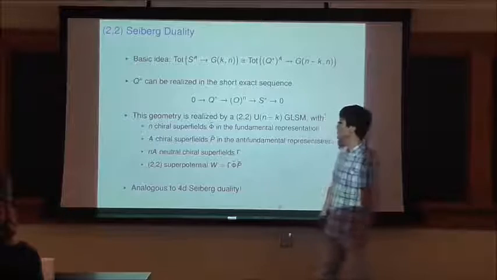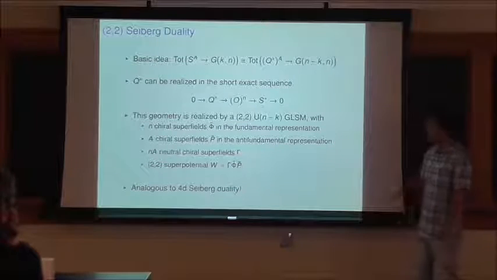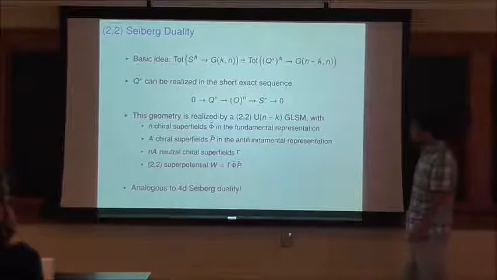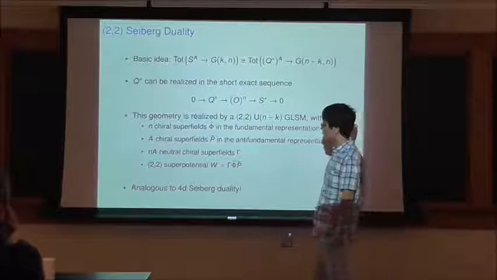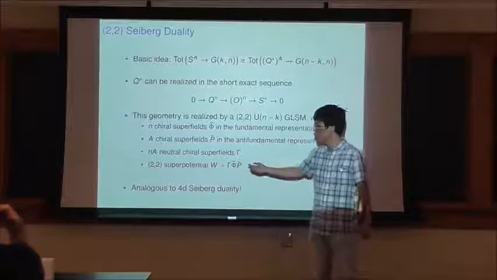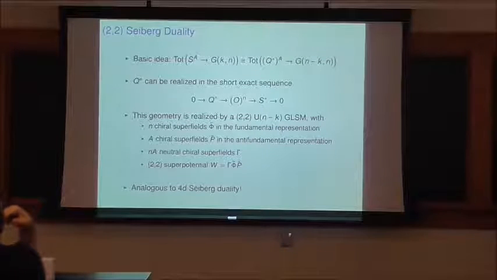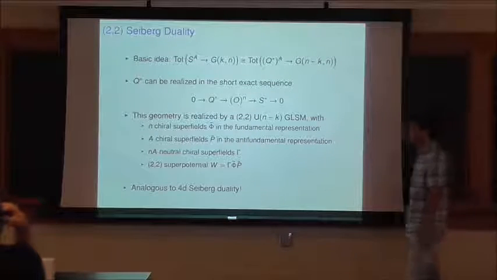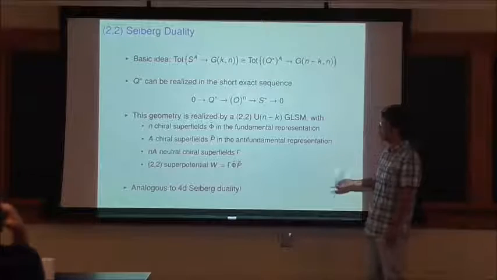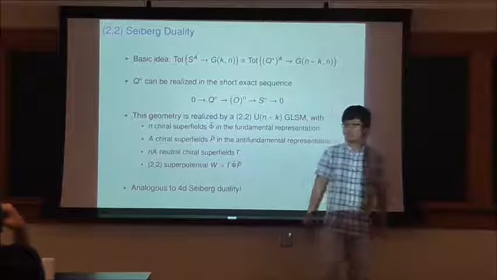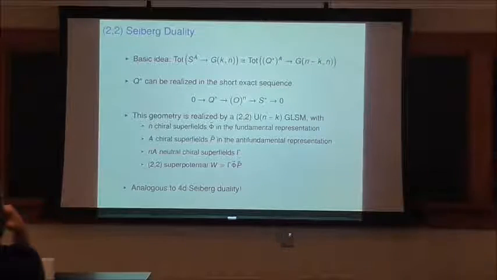There you have n chiral superfields phi tilde in the fundamental representation, a number of chiral superfields p tilde in the anti-fundamental representation, and n times a number of gauge neutral chiral superfields gamma, and the superpotential of this story. For people who are familiar with Seiberg duality, this is exactly the same data as Seiberg duality in 4 dimensions. You have quark, anti-quark to start with, then your magnetic theory has quark, anti-quark, and some neutral meson and a superpotential. So this is exactly the same sort of data that you have in 4-dimensional Seiberg duality, except this is 2-dimensional (2,2) supersymmetry.